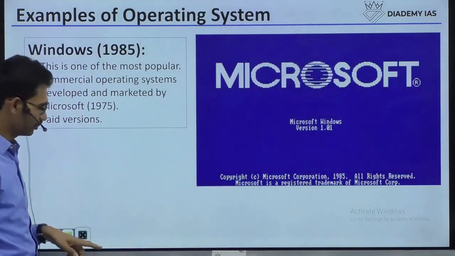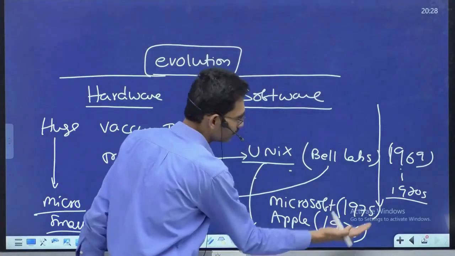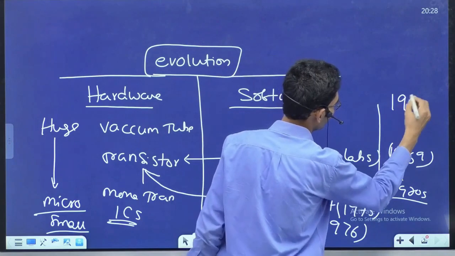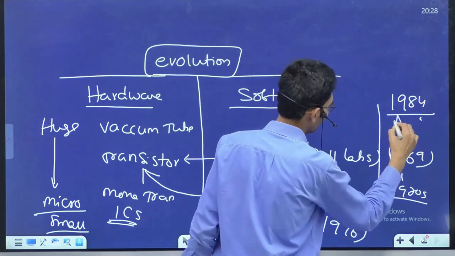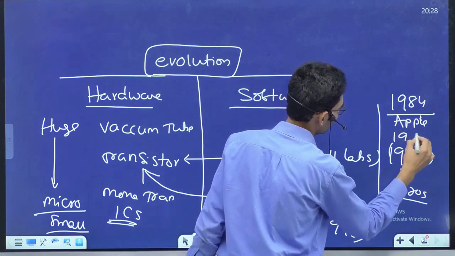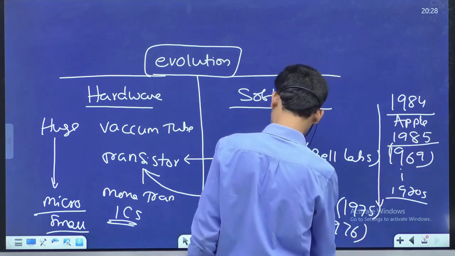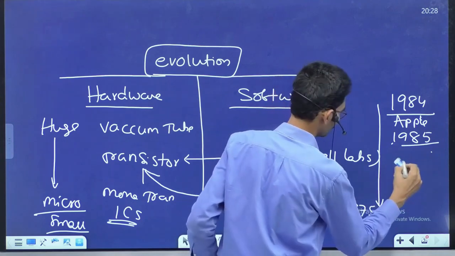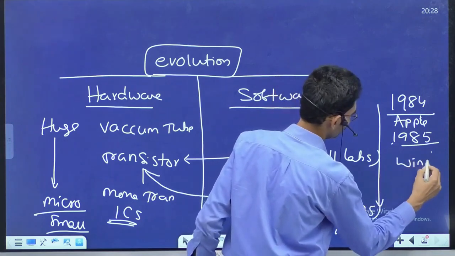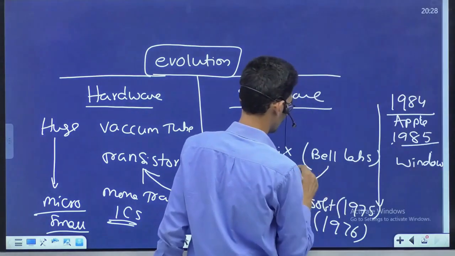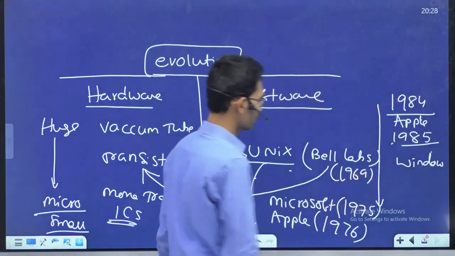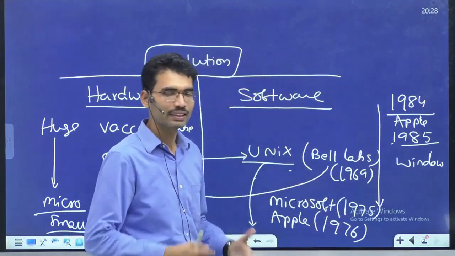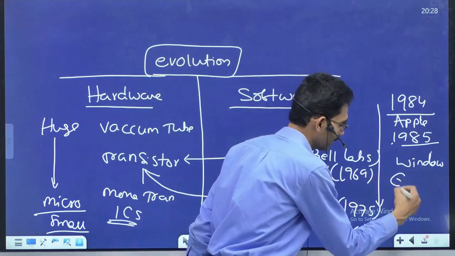This is 1985. Now you can see, in 1969 Unix came, in 1984 Apple came, and in 1985 Windows came. So Unix came in 1969, and on top of it these people were working. They came up with a graphical user interface.